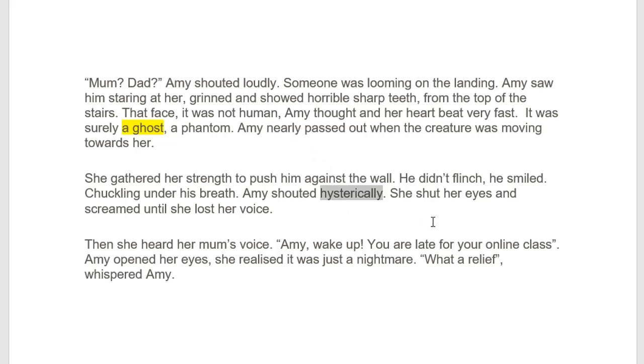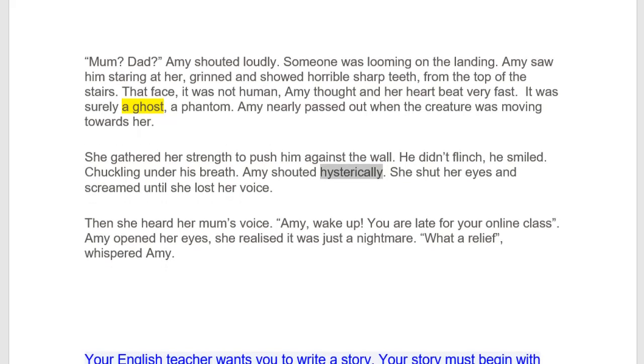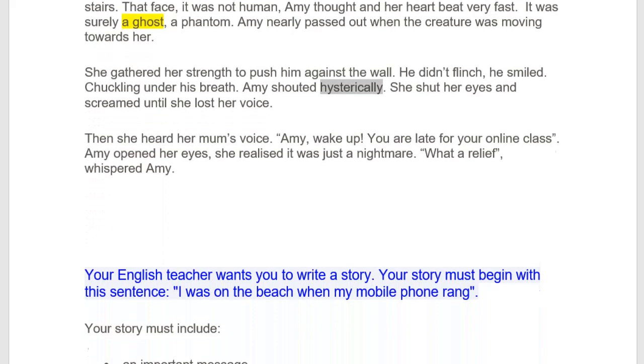She shut her eyes and screamed until she lost her voice. Then she heard her mom's voice. Amy, wake up. You are late for your online class. Amy opened her eyes. She realized it was just a nightmare. What a relief, whispered Amy. Okay, so all these words I took from page 26 of your textbook. Okay, so that was my story.